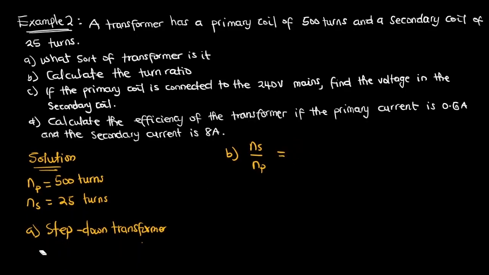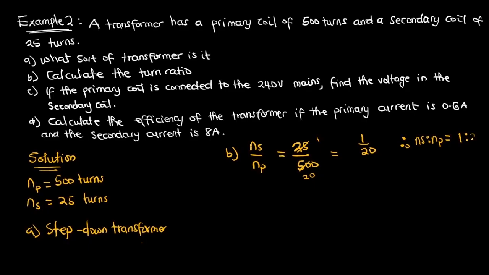So let me clear this. Our NS is 25. Our NP is 500. So this will cancel itself one, and it will go into 25 two times. So with this, zero comes down by 20. So the ratio is 1 over 20, right? Therefore, it means that our NS to NP is equal to 1 to 20.